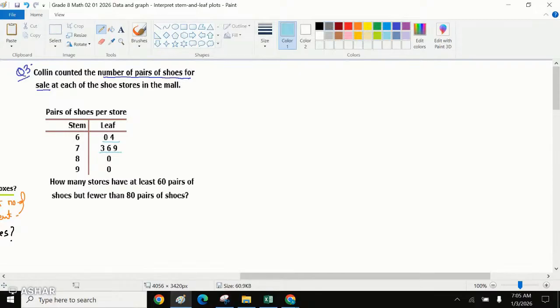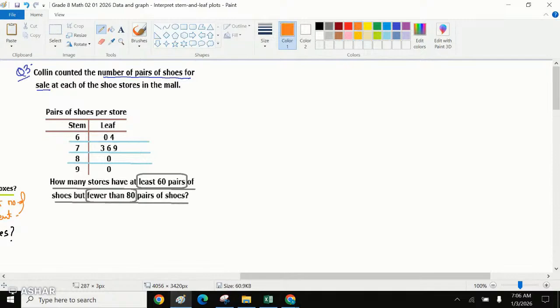Okay, if we look at the question, it says how many stores have at least 60 pairs of shoes, but fewer than 80. They cannot be more than 80. At least 60, I'll highlight at least 60, but fewer than 80 pairs, right? It cannot exceed 80. So let's break it down over here. Let's look at these numericals. They're saying fewer than 80, right? So it cannot be 80.